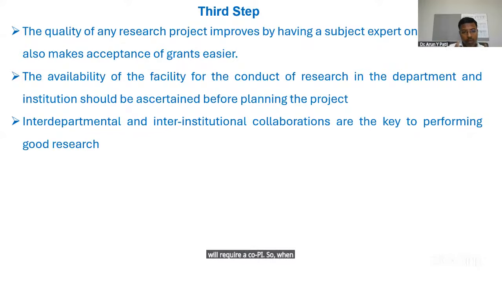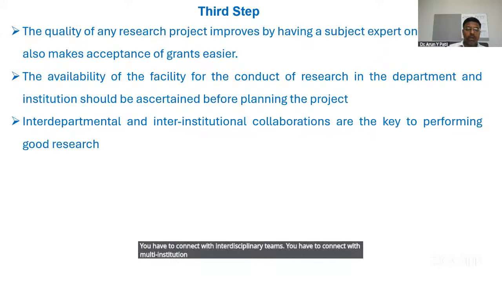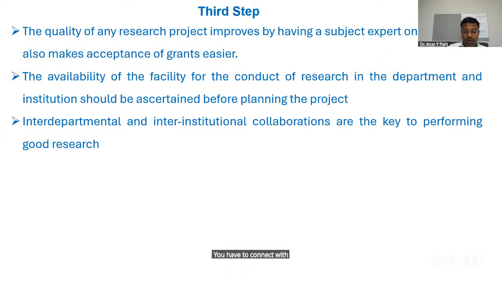So when you have a co-PI, you have to connect with interdisciplinary teams. You have to connect with multi-institutional teams. You have to connect with people of the highest accolades. Then only the weightage will enhance, and then you have all the right to get that acceptance. Okay.